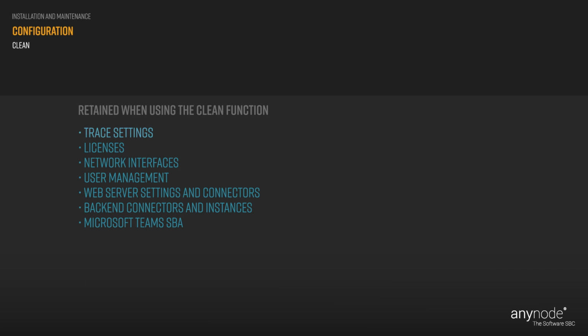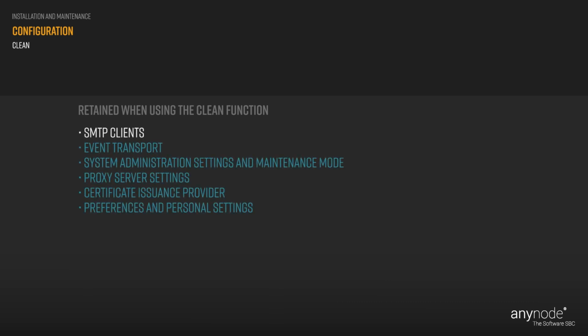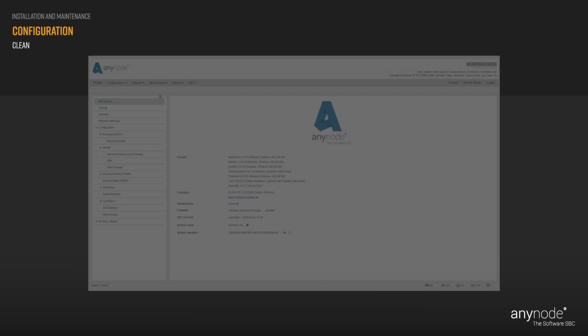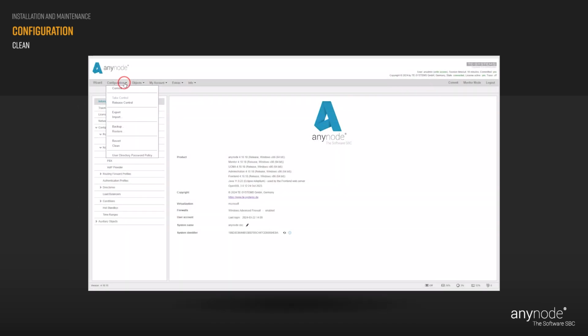This includes trace settings, licenses, network interfaces, user management, web server settings and connectors, backend connectors and instances, Microsoft Teams SBA, SMTP clients, event transport, system administration settings and maintenance mode, proxy server settings, certificate issuance provider, preferences and personal settings. The clean function is easy to locate.